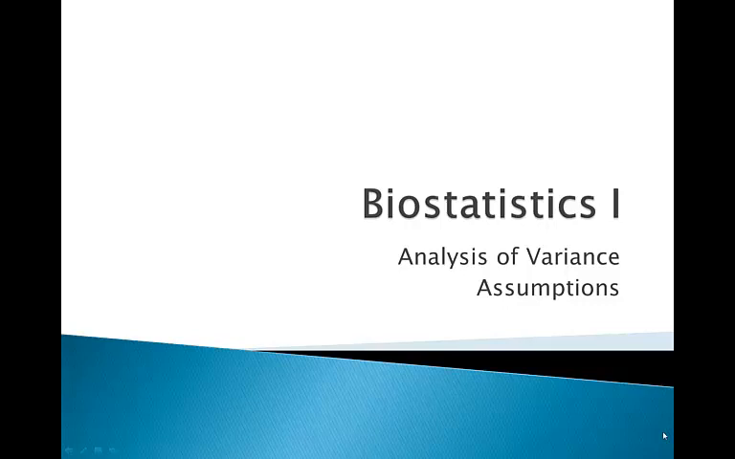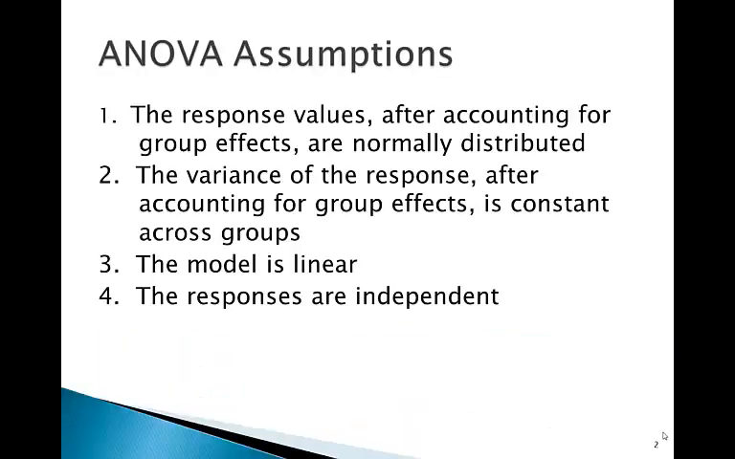In this section, we'll discuss the assumptions that need to be met in order to use the analysis of variance. There are 4 assumptions that need to be met in order to perform an analysis of variance. First, the response values, after accounting for group effect, should be normally distributed. Second, the variance should be constant across groups.